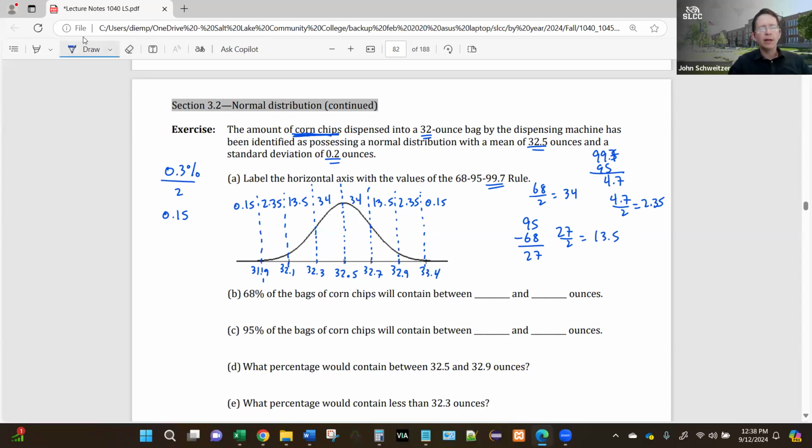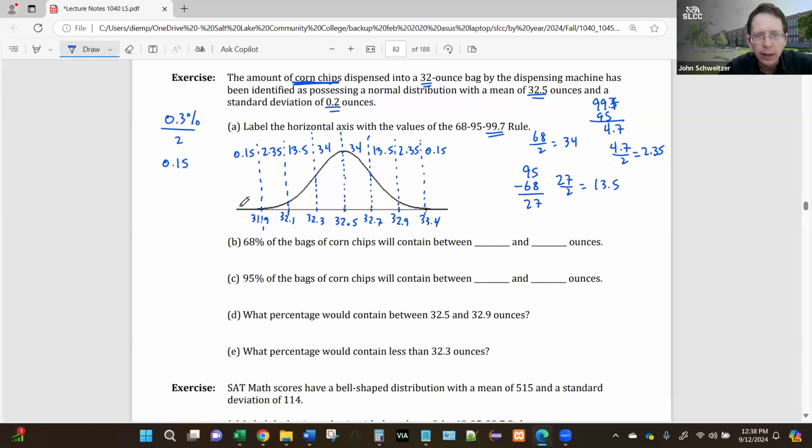What is the value in doing that? Well, now we can answer these questions below much more quickly. So 68% will contain between what and what? Well, 68% is just one standard deviation, right? So it's going to be 32.3 and 32.7. That's easy enough. 95% will contain between what and what? Well, two standard deviations, right? So 32.1, 32.9.